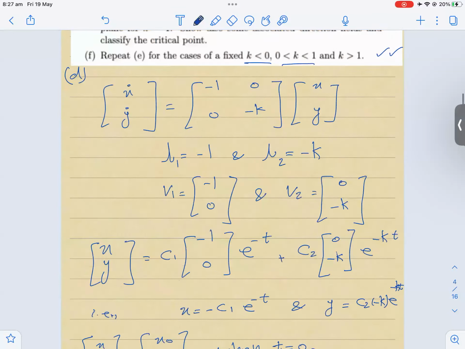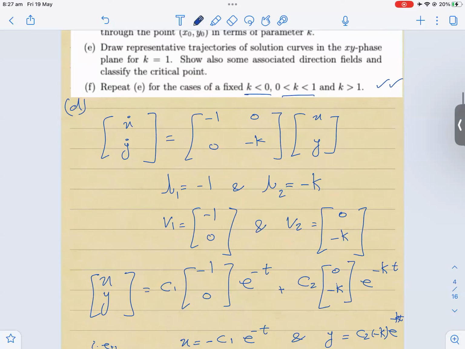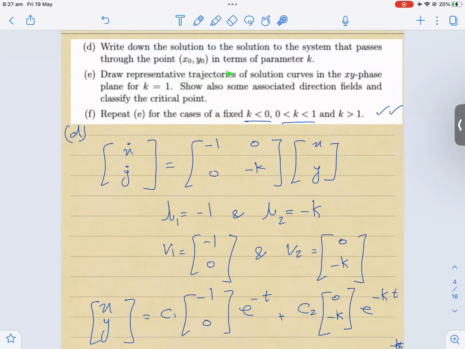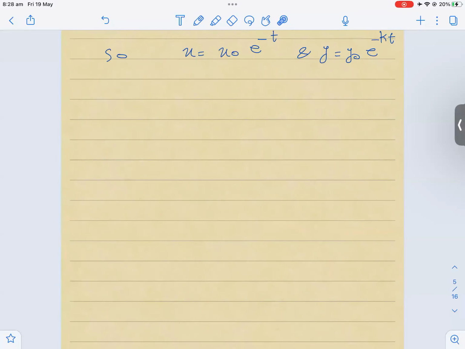All right. Now, part E tells us to represent the trajectories of the solution curves in the xy phase plane. I should have done it in something like SageMath, but we don't have to do that now. I wanted to see that, but I was busy. So let's see for k equal 1, and we will have to do that for k less than 0 and these cases. Now, this is part E.